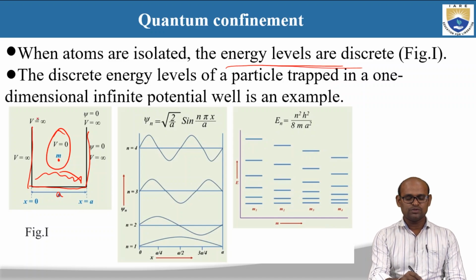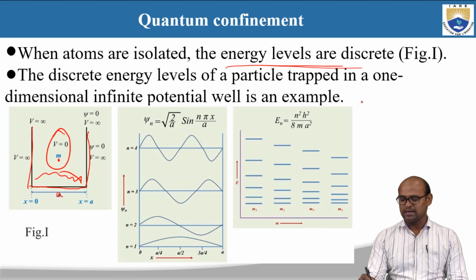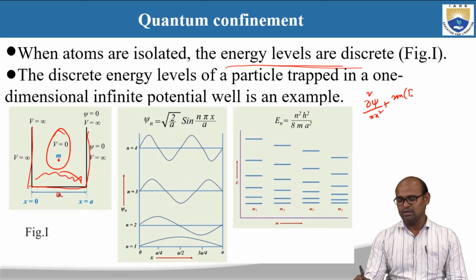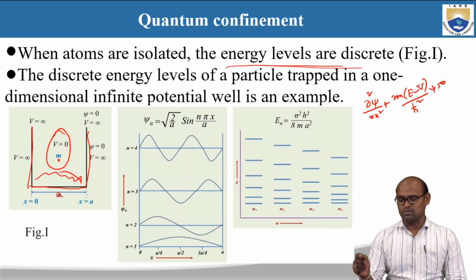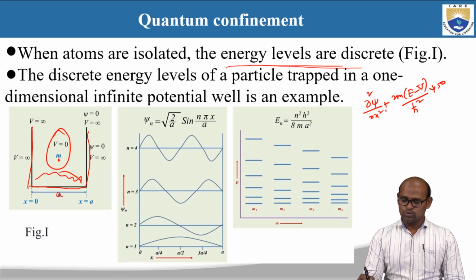So we can solve the Schrodinger wave equation for this particle in a one-dimensional box. The equation is ∂²ψ/∂x² + (2m(E − V)/ħ²)ψ = 0. So this is the time-independent Schrodinger wave equation in one dimension, and we solve it.